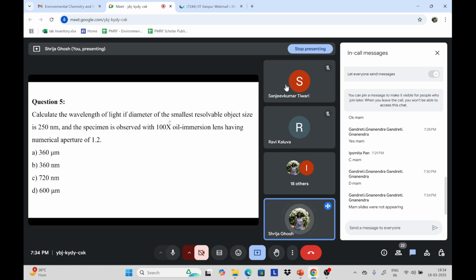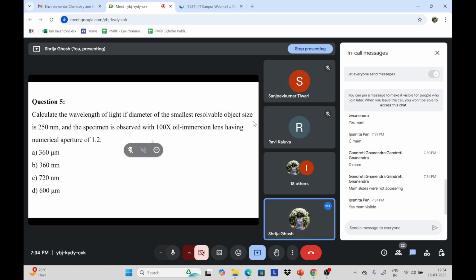Can everyone not see my slides, or is it your network problem? Can someone confirm if my slides are visible? I would suggest you disconnect the call and then connect back. Maybe you have some network issue. If it is visible to others, then you might have some network issue.